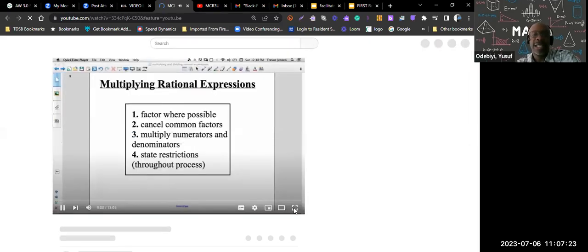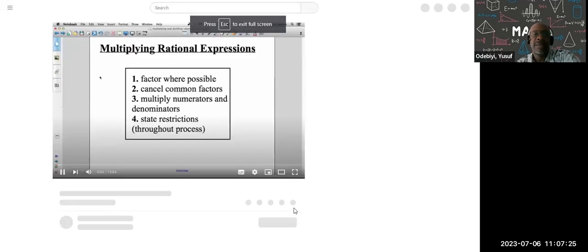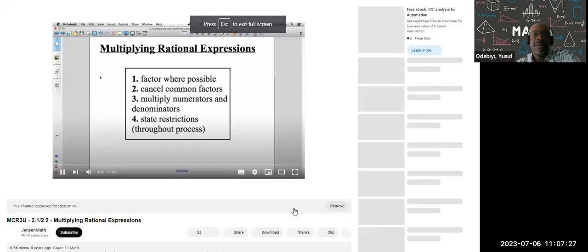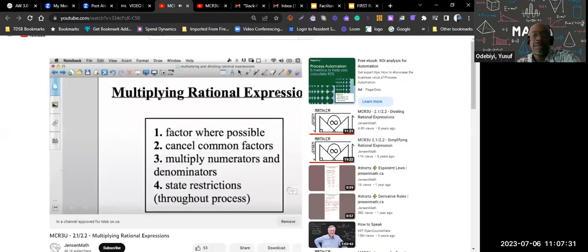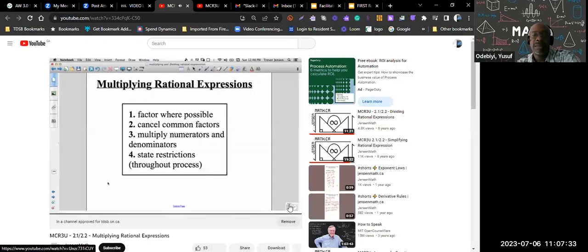So this one here is multiplying expressions, a continuation of the lesson on 2.1/2.2 simplifying rational expressions. In this part of the lesson, I'm just going to do a few quick examples of how to multiply rational expressions. These are the steps we're going to follow.